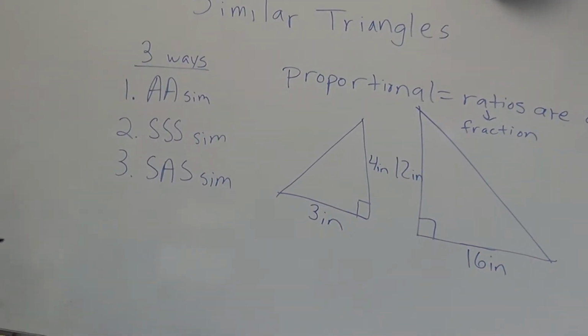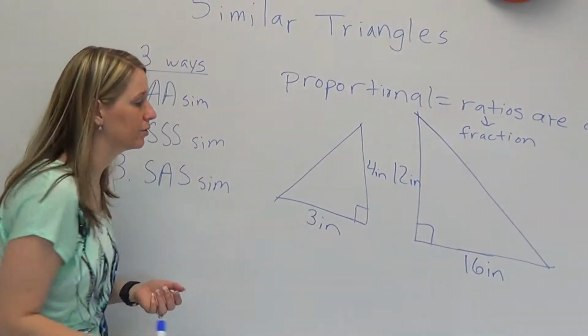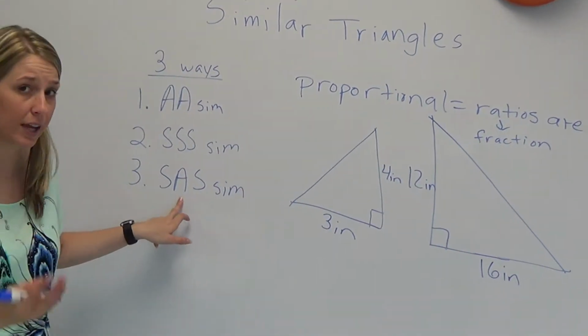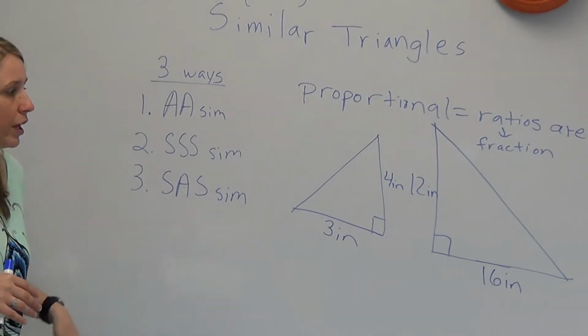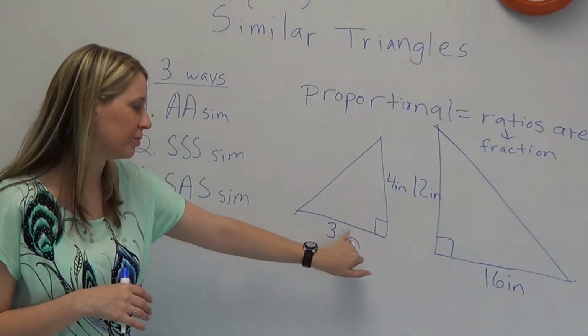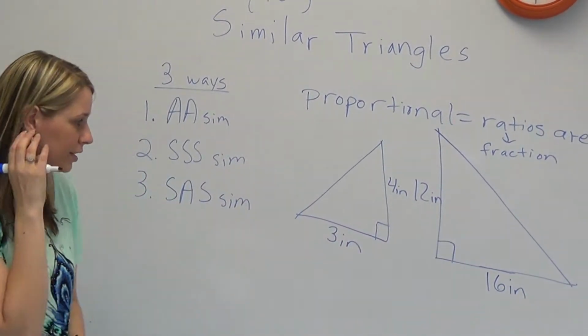Alright, let's look at this. Now it's obvious that you have a congruent angle because they're both right angles. So we have the A part. The angles have to be congruent, but the sides have to be proportional. And it has to be the included angle, which means this angle has to be between the two proportional sides. Okay? So let's check something.